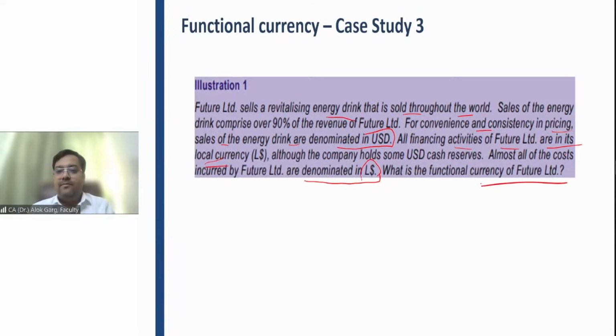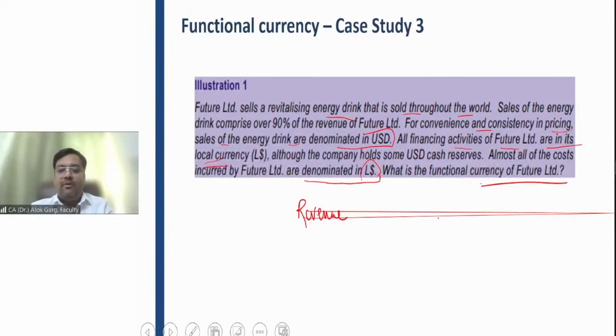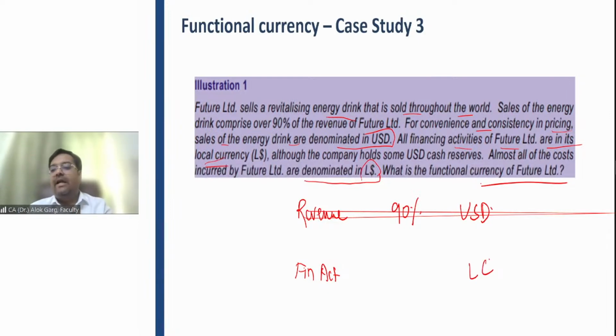Guys, tell me, first of all, let's talk about revenue. If you look at revenue, 90% of the revenue is from this energy drink, right? And this 90% of the revenue is denominated in US dollar, right? Financing activity, one of the secondary indicators. This financing activity is in local currency, LC, L dollar or LC.